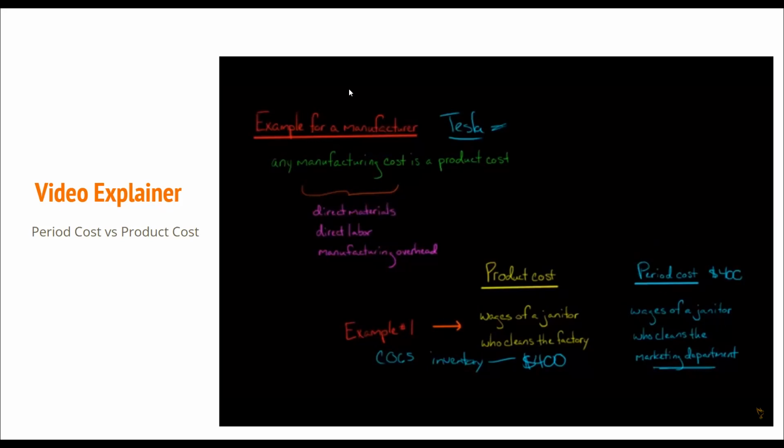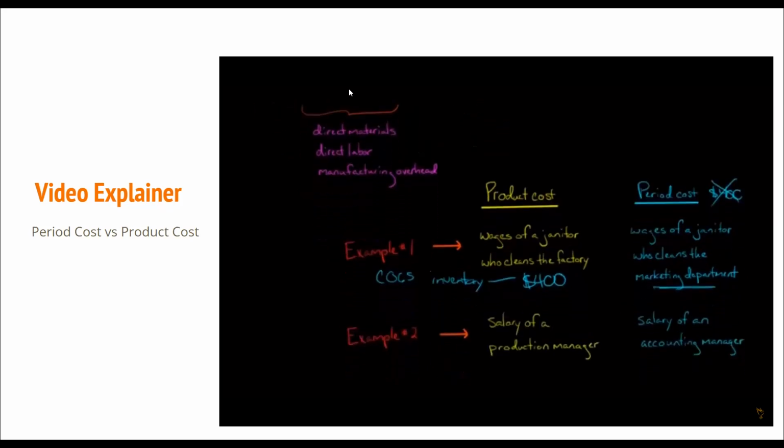So this $400 is not going to go to inventory. You're just going to expense it and just say, okay, wages expense and so forth. Another example would be if we have at Tesla a production manager, and let's say that they're getting paid $100,000 a year. So that salary is going to be a product cost. This is a product cost because they are the production manager. They're in charge of overseeing production. This obviously has to do with manufacturing. So this cost is going to end up in inventory.